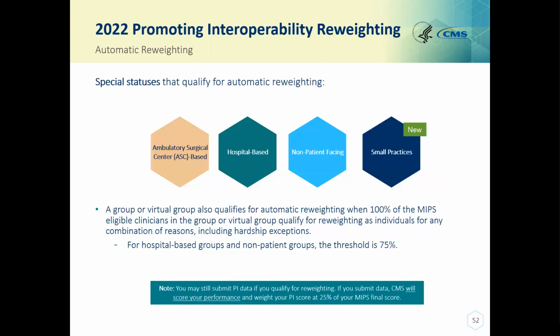Next slide. So there are other special statuses. Either you're ambulatory surgical center based, hospital based, non-patient facing, or a small practice. As I mentioned previously, small practices are automatically reweighted for promoting interoperability starting in 2022. And if they choose to submit data, we will score. That's what this box on the bottom says. If you submit data, we will score your weight and you will not be automatically reweighted.